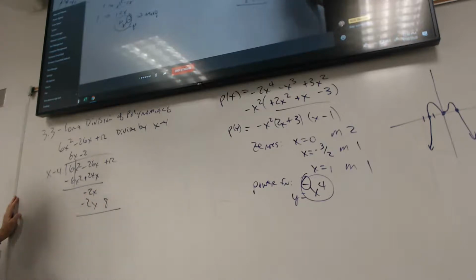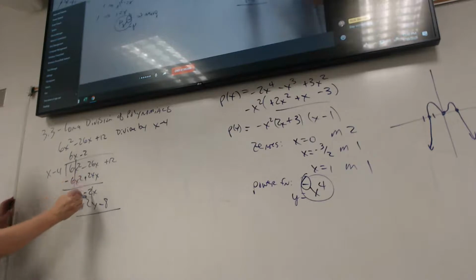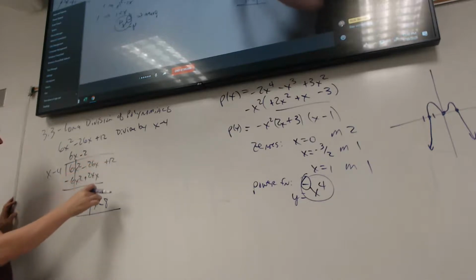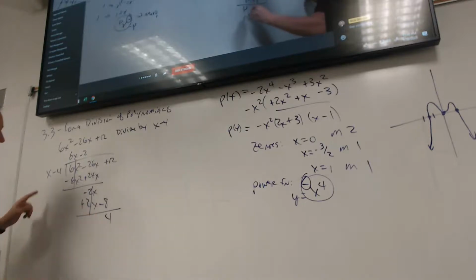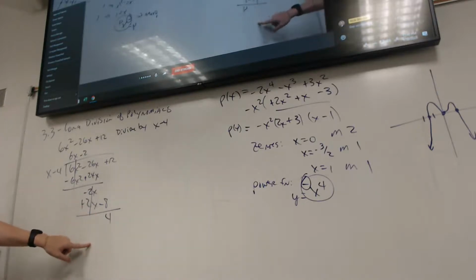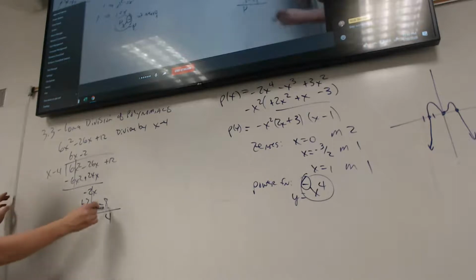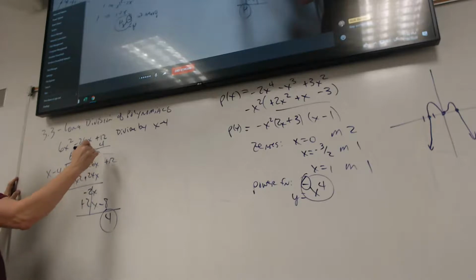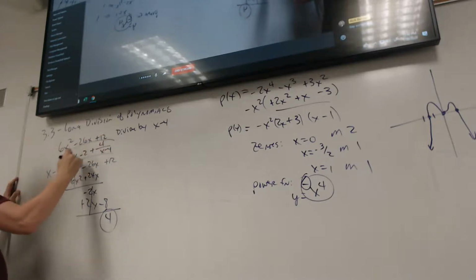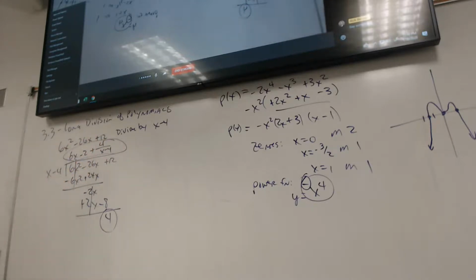Now I'm going to subtract, so I'm going to change my signs. It's a real easy place to mess up your signs, so make sure you're very careful on this. The 2x's are going to go away, and I'm going to get 12 minus 8, which is what, Maddie? 4. Does x go into 4? No. So this is my remainder. Here's how I want you to write the remainder: plus 4 divided by x minus 4. That's your answer. Does that make sense?